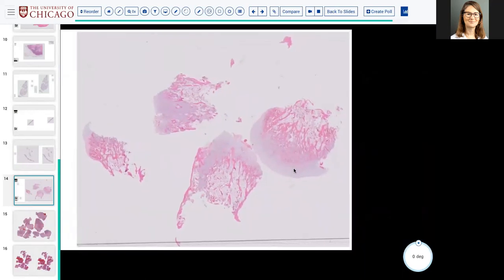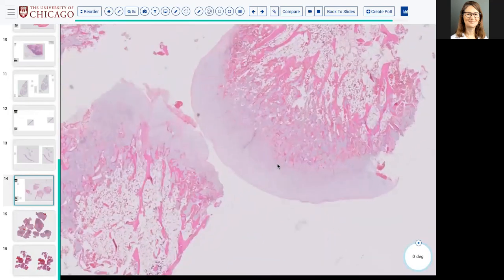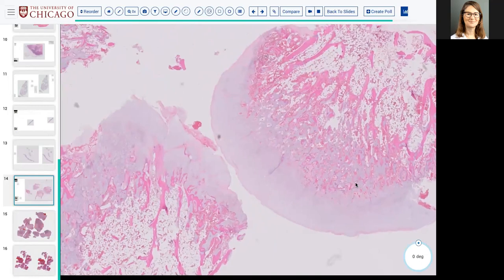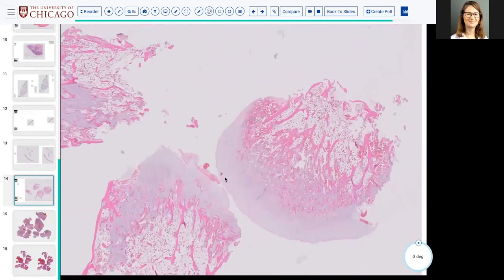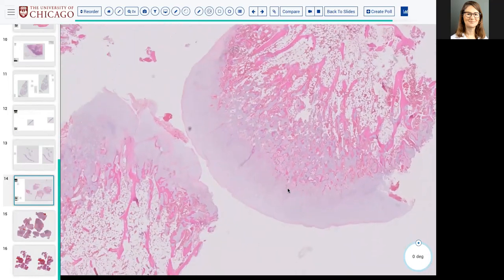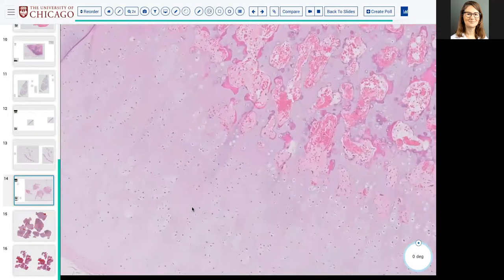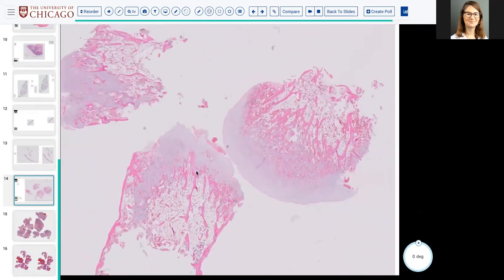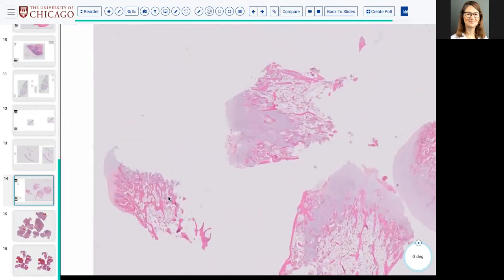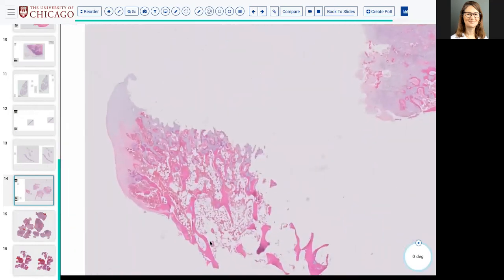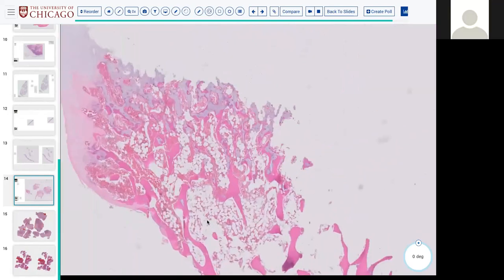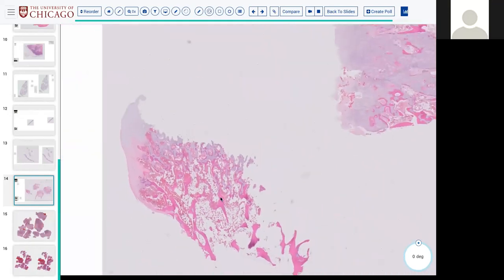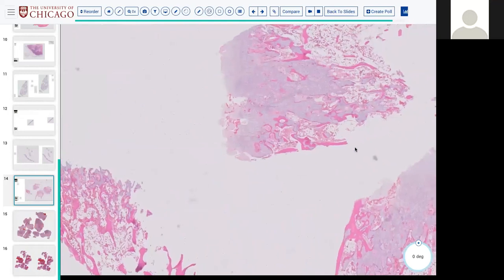So the next one is not so diagnostically challenging, but I thought it was important to put on here. You can basically look at this and just tell me what it is already. Osteochondroma. Yeah, it's an osteochondroma. Great.